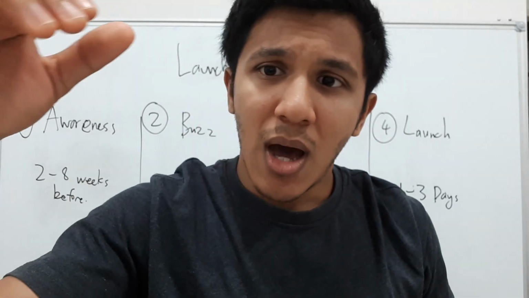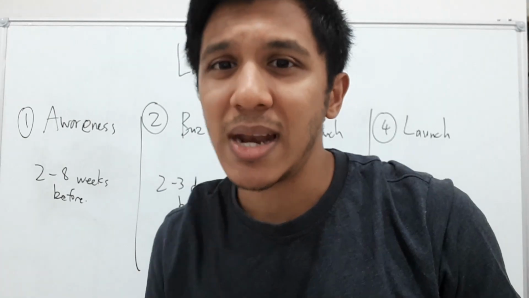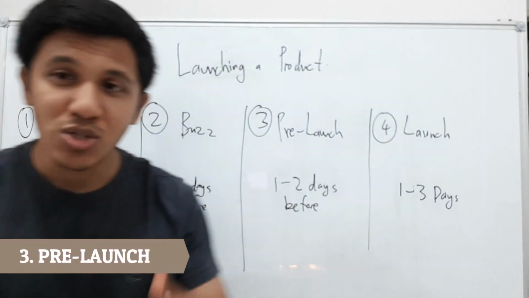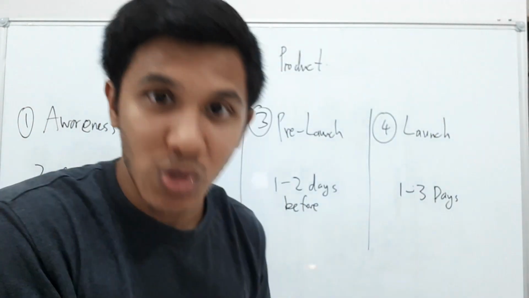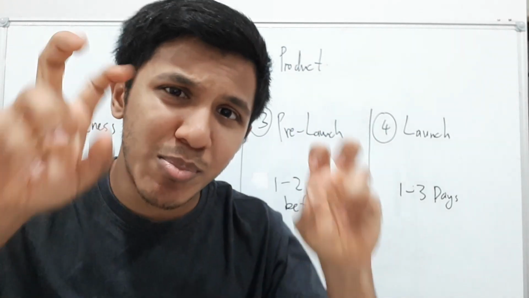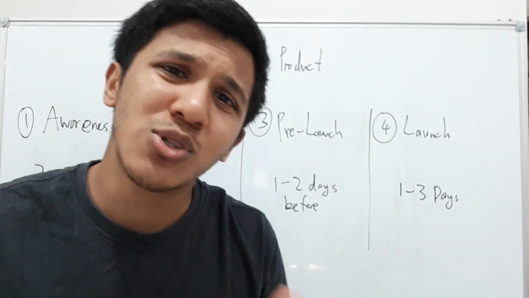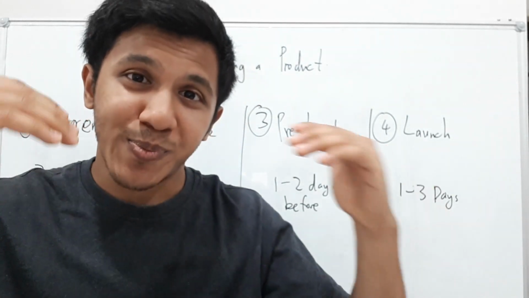Now, how do we do the anticipation and the buzz? We'll go into that later. And number 3 is the pre-launch. So the pre-launch or the early bird sale is generally the launch before the actual launch. These are for your VIP buyers to build buzz, sort of gauge your traction, helps you decide how much you should arrange your inventory for the actual launch date.